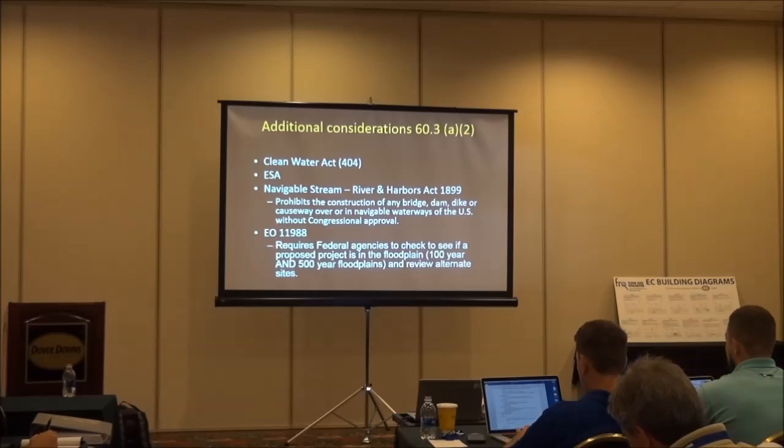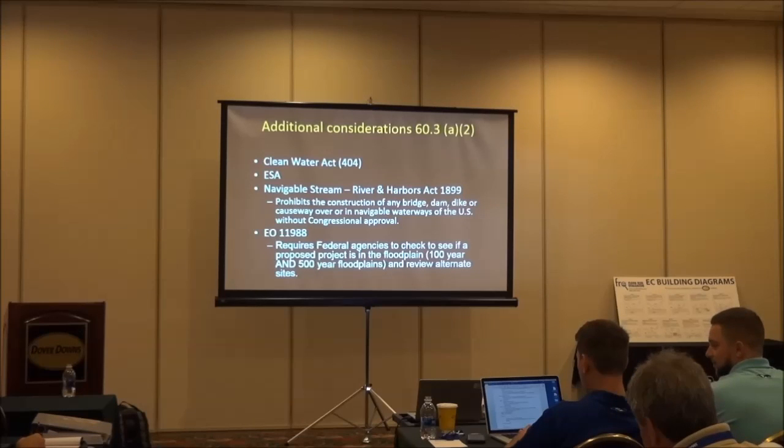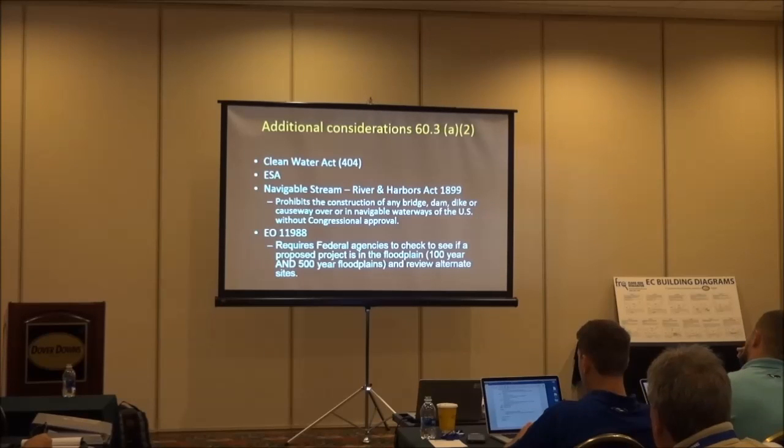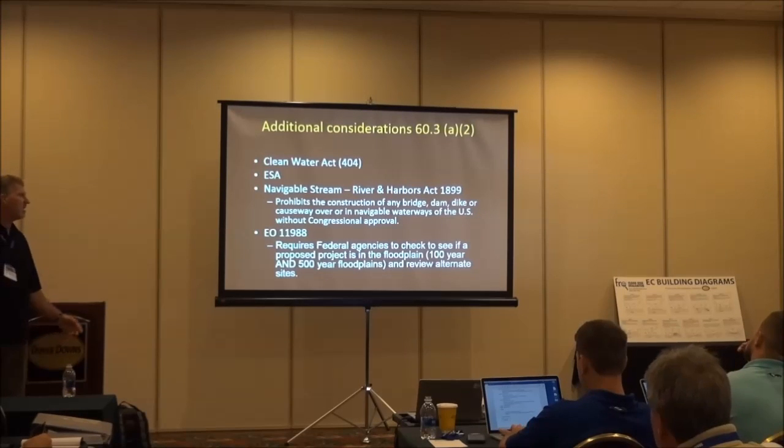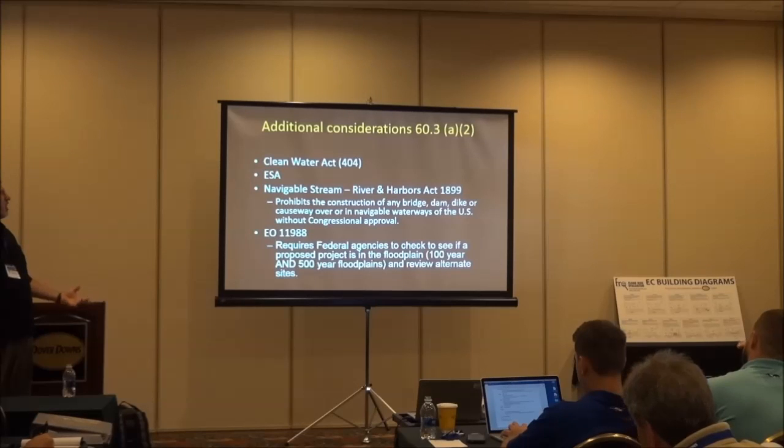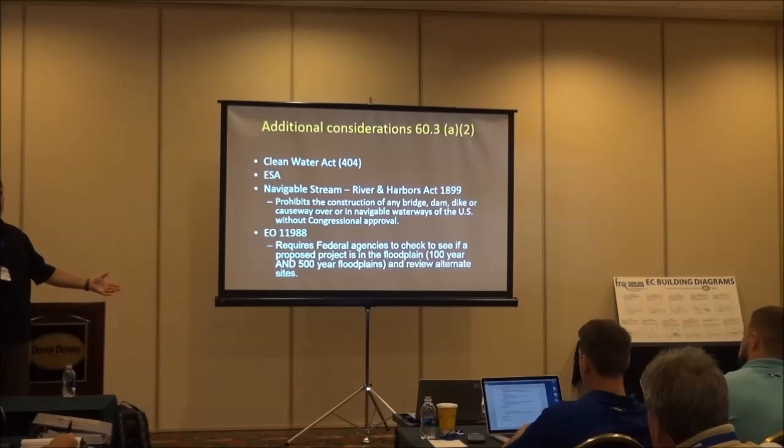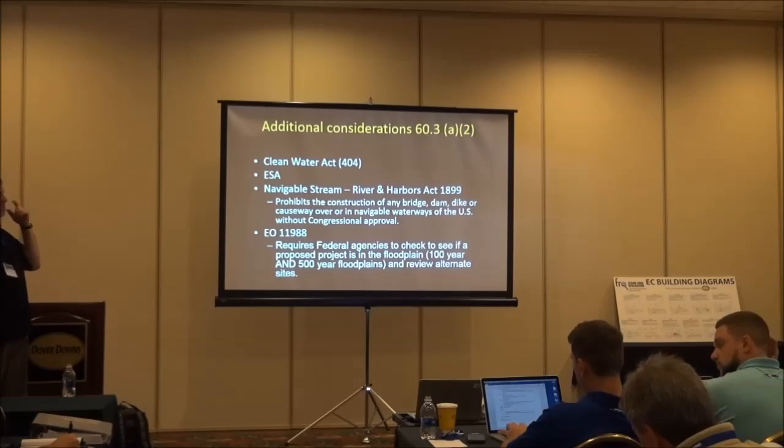And finally, we have EO 11988. Anybody ever heard of that before? Executive Order. That's what EO stands for. Executive Order 11988 requires federal agencies to check to see if a proposed project is in the floodplain, the 100 and the 500-year floodplain, even the most rarest of floods, the 500-year, and review alternate sites.